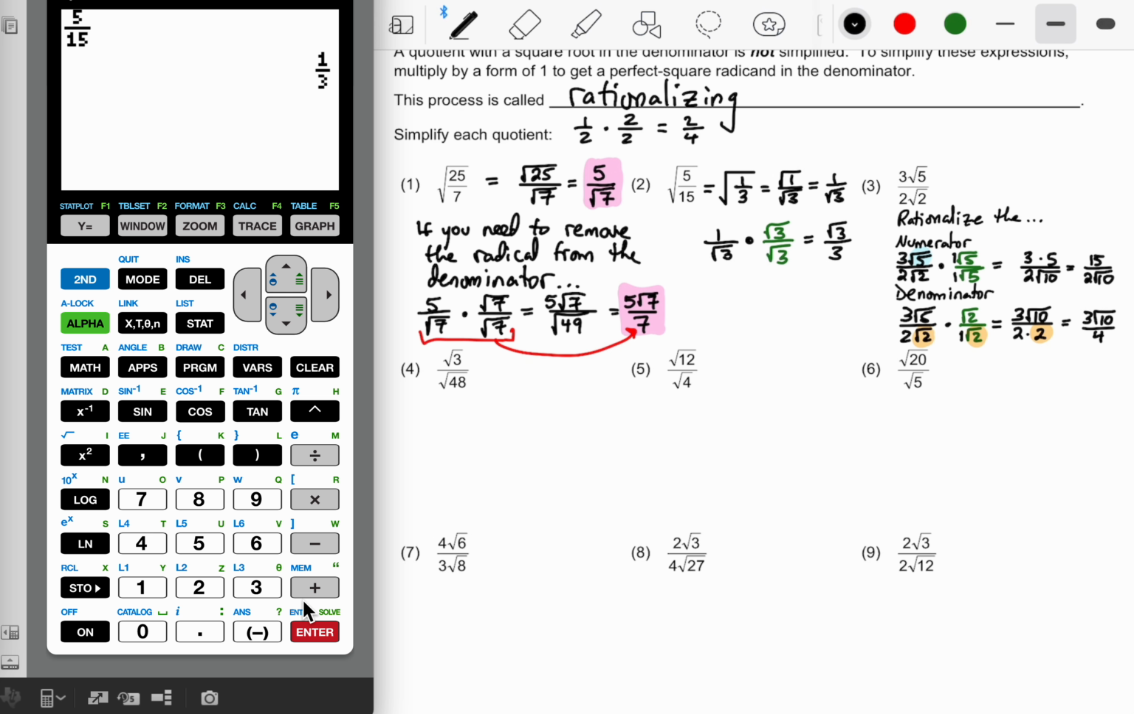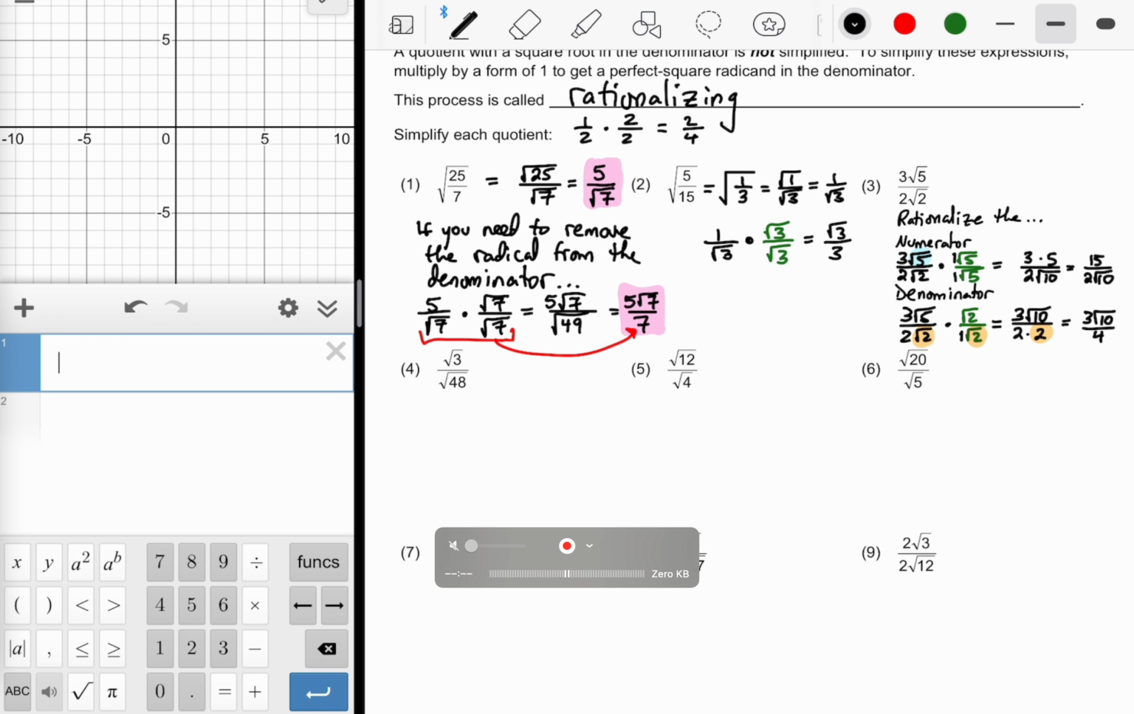Is there a way to simplify the fraction on Desmos? Oh, on Desmos, yeah. Let me pull that up.